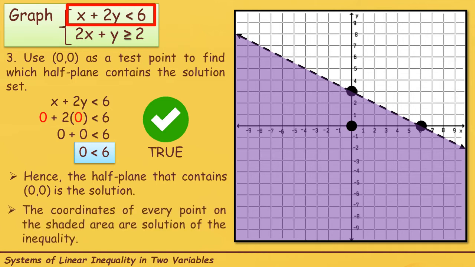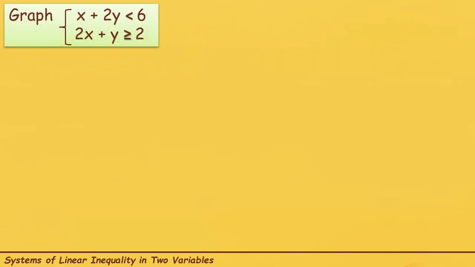The coordinates of every point on the shaded area are solution of the inequality. Ibig sabihin yan, kahit anong point sa ating shaded part ng linear inequality, magsasatisfy yan sa ating given. Yun namang mga point doon sa kabilang part, hindi siya magsasatisfy because that is not the solution set of our linear inequality. Okay, don't forget to write the name of the inequality. x plus 2y is less than 6. We are done graphing the first linear inequality.